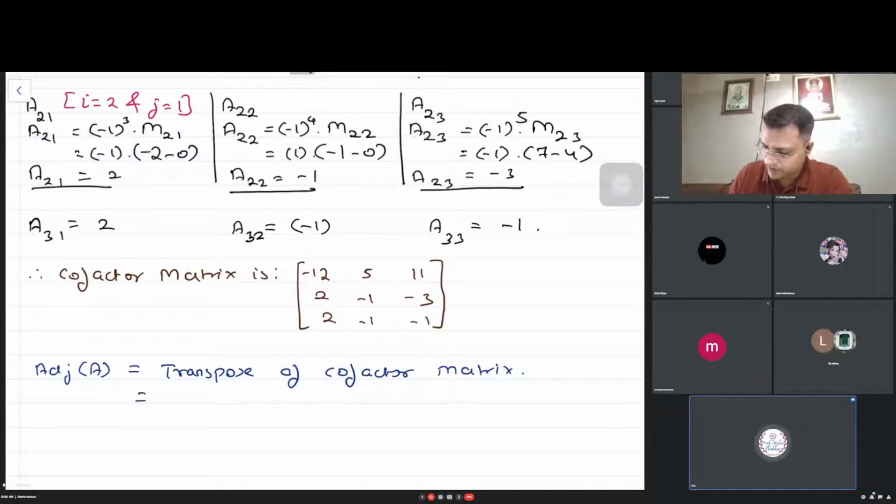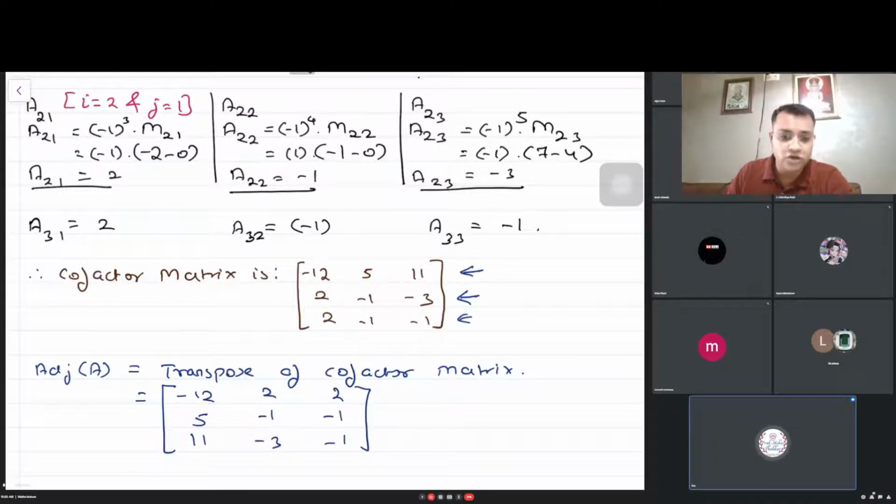So that is nothing but negative 12, 5 and 11. I have written the first row as the first column: 2, minus 1 and minus 3. The second row over here becomes the second column. And finally, the last row becomes my last column: 2, minus 1 and minus 1.